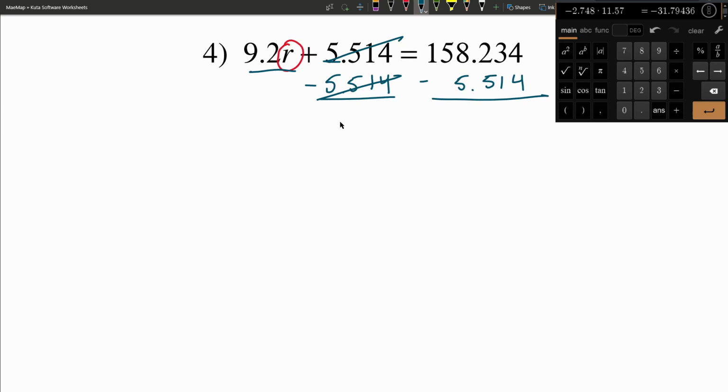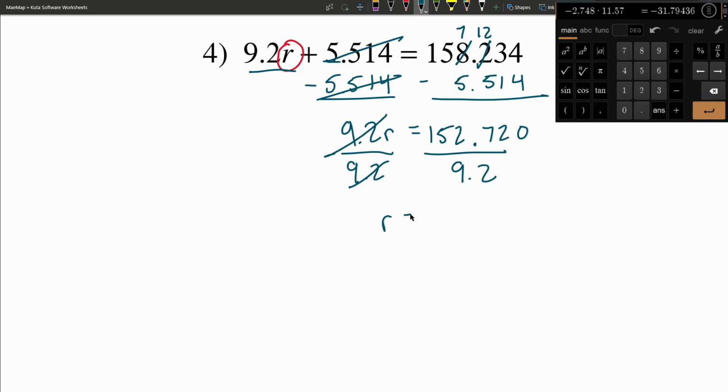And when we do so, on our left-hand side, we'll just have 9.2 times r plus 0, which is 9.2r, and that's going to be equal to, doing out this subtraction, 4 minus 4 is 0, 3 minus 1 is 2, 2 minus 5, can't do that, have to borrow. So 12 minus 5 is 7, keep that decimal in line, 7 minus 5 is 2, and then we have that 15. So 152.720. Last step, in order to isolate the r, we're dividing by 9.2.